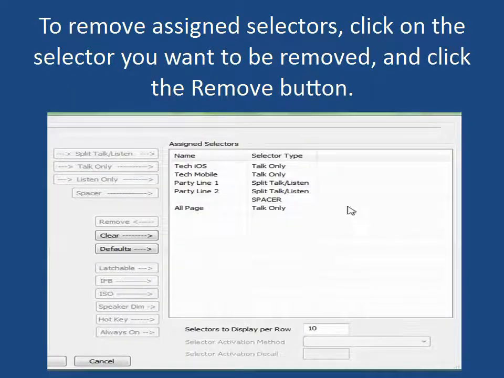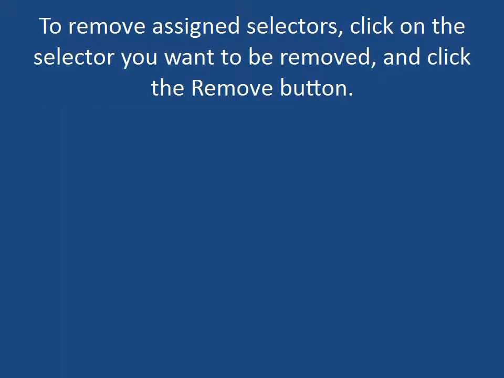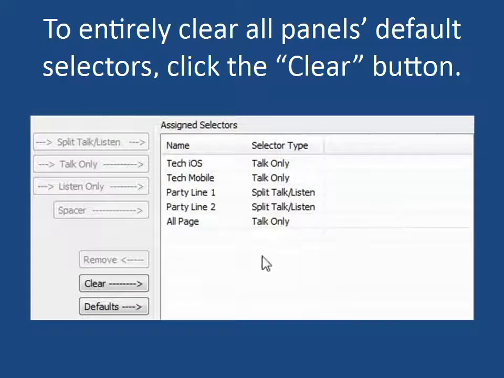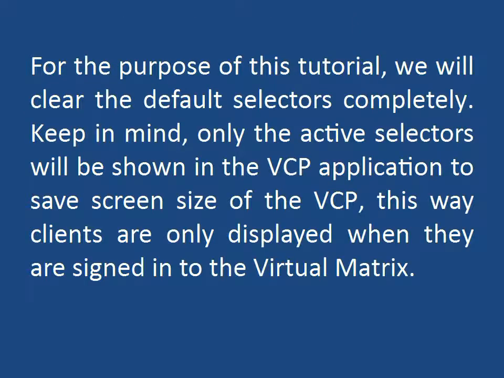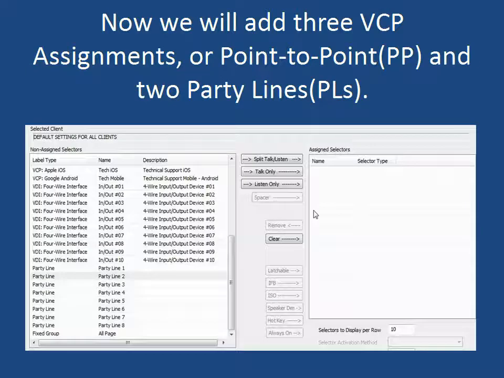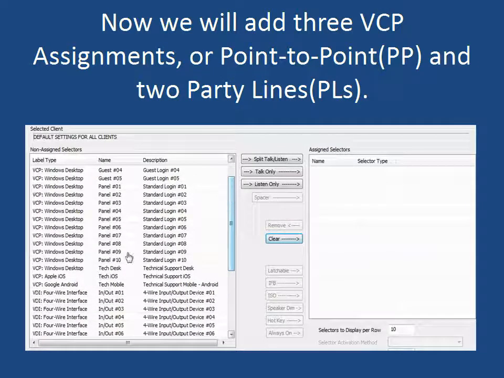To remove assigned selectors, click on the selector you want to be removed and click the Remove button. To entirely clear all panel's default selectors, click the Clear button. For the purpose of this tutorial, we will clear the default selectors completely. Keep in mind only the active selectors will be shown in the VCP application to save screen size of the VCP. This way, clients are only displayed when they are signed into the virtual matrix. Now we will add 3 VCP assignments or point-to-point and 2 party line assignments to a VCP.